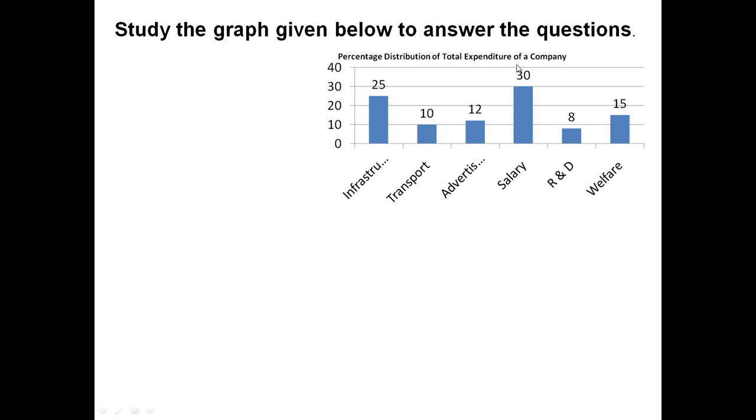Percentage distribution of total expenditure of a company: infrastructure, transport, advertisement, salary, R&D, welfare. On infrastructure, the company's expenditure is 25%. On transport it is 10%, on advertisement it is 12%, on salary it is 30%, on R&D it is 8%, and on welfare it is 15%. Based on this graph we have to answer certain questions.